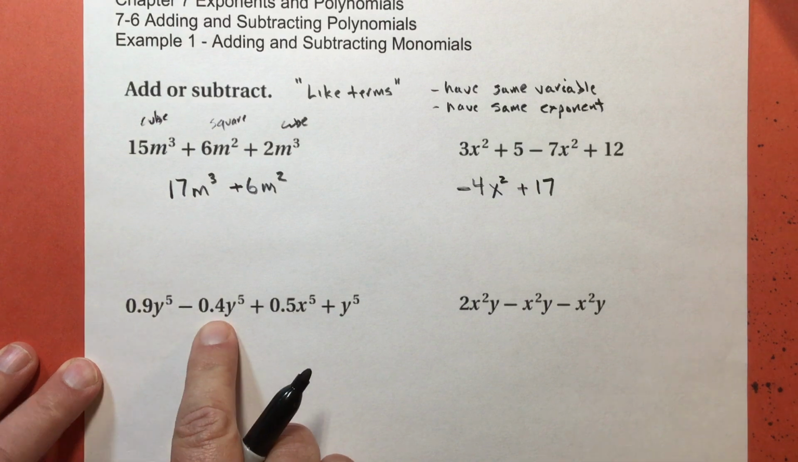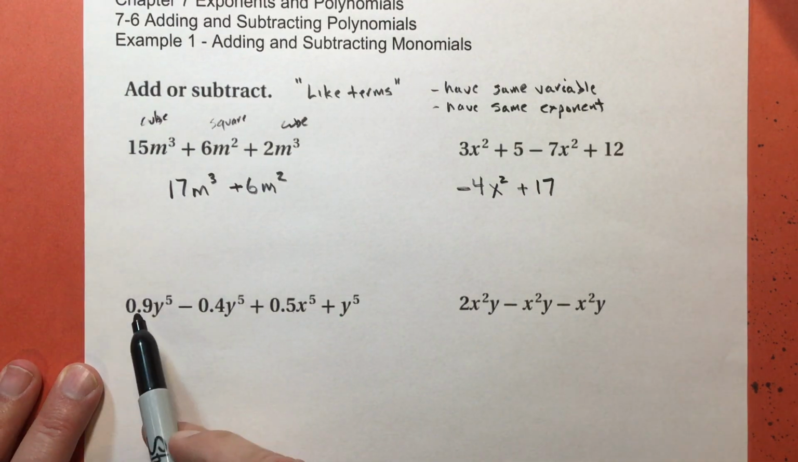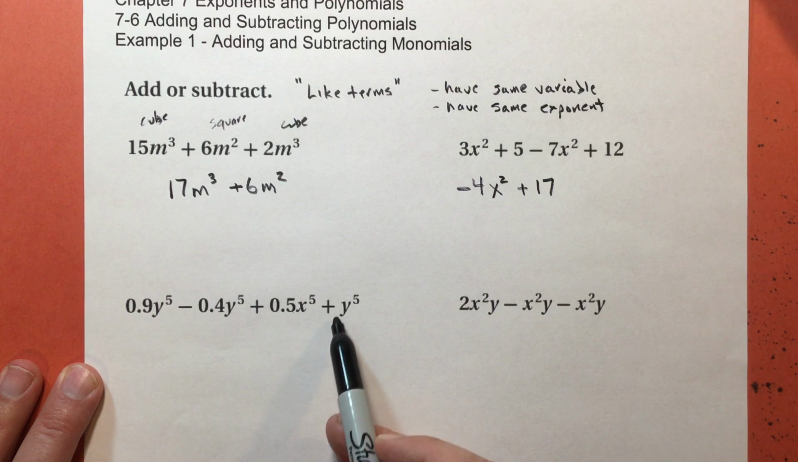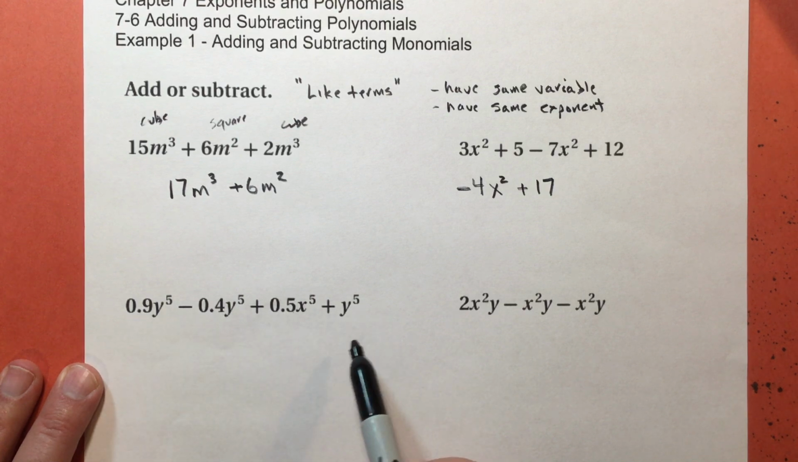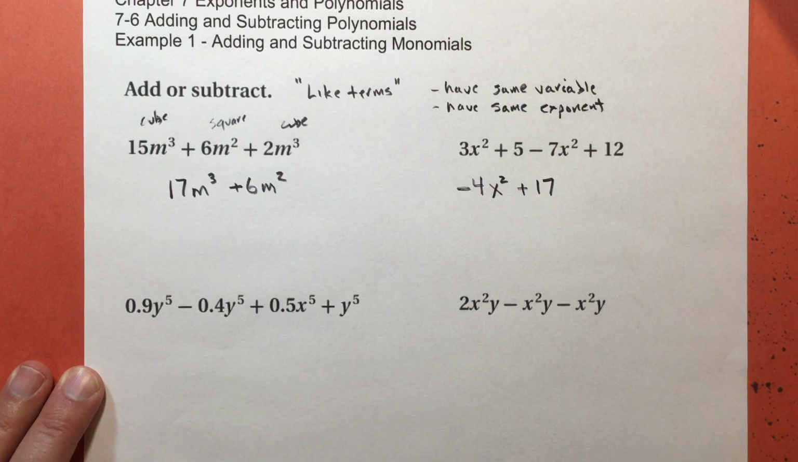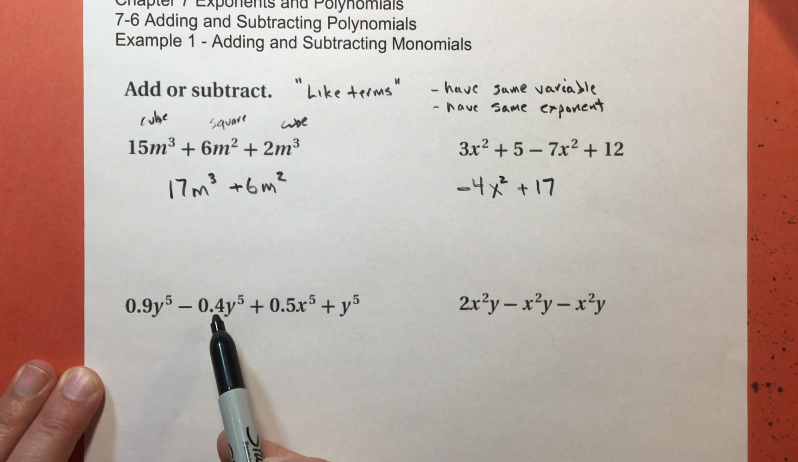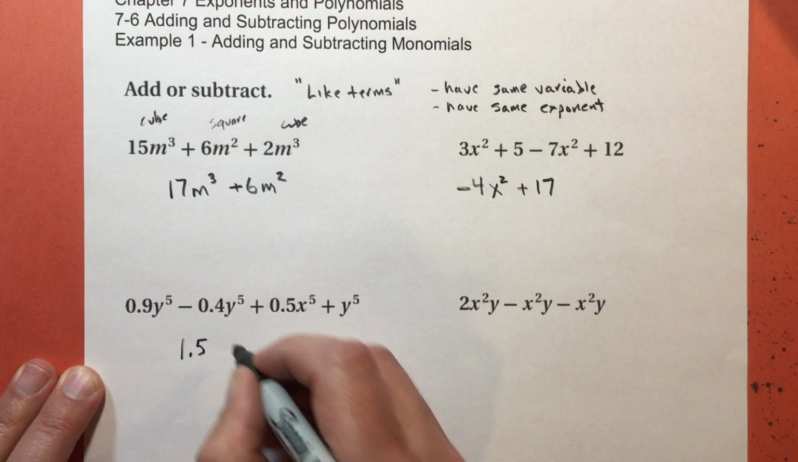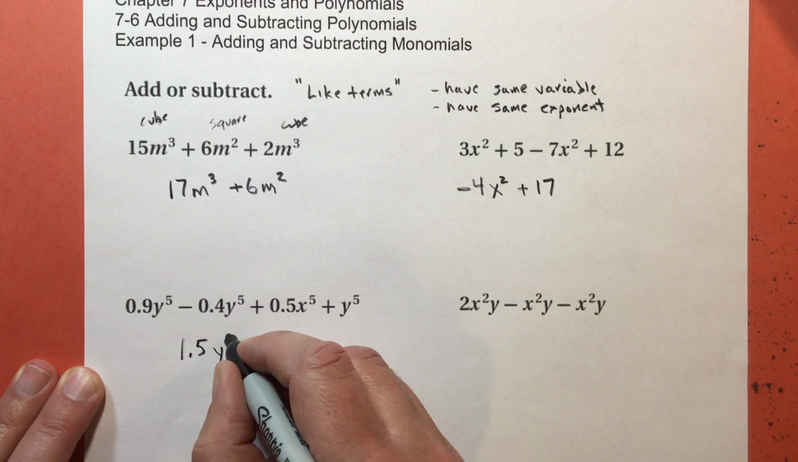So I'm going to put together all of my y to the 5th powers. This is 0.9 subtract 0.4 plus 1, because I have a hidden 1 in front of here. Now you can put these together any way that you want. You can go left to right like the pre-algebra teachers tell you to do, but something called the associative property says if you're going to add more than 2 things, it doesn't matter what order you do it in. I'll go ahead and do it left to right. 0.9 subtract 0.4 is 0.5. 0.5 plus 1 more is 1.5. And that's 1.5 y to the 5th powers.